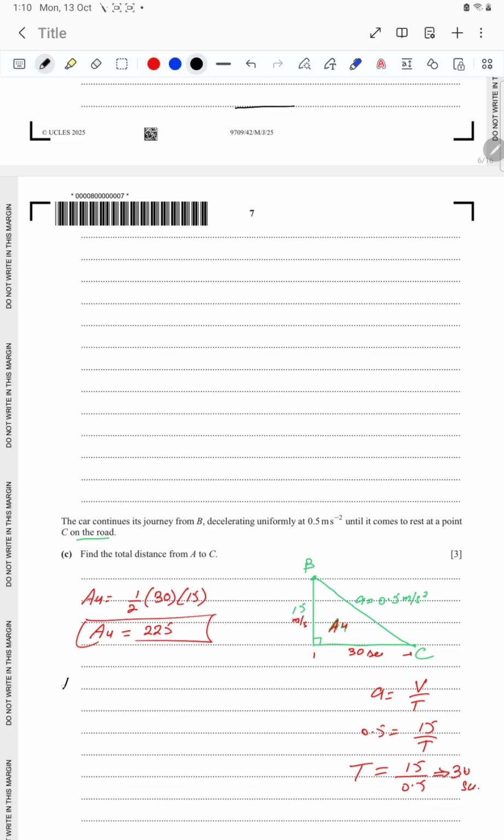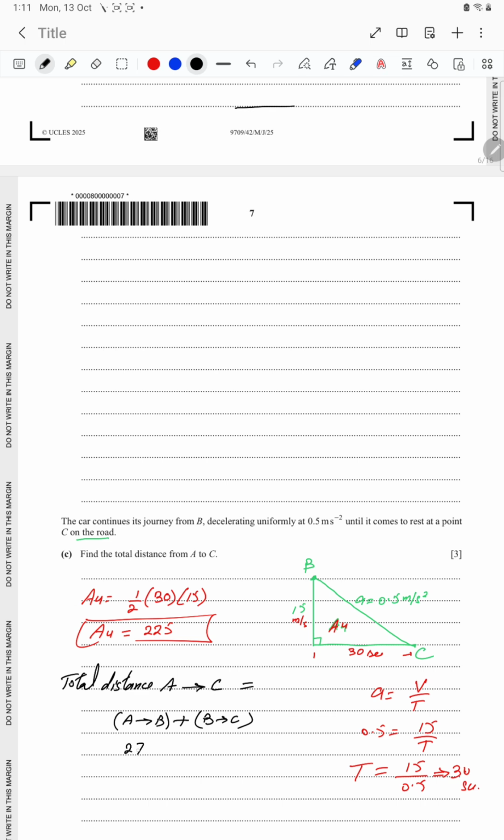So my total distance from A to C will be the distance from A to B that I calculated first, plus B to C.